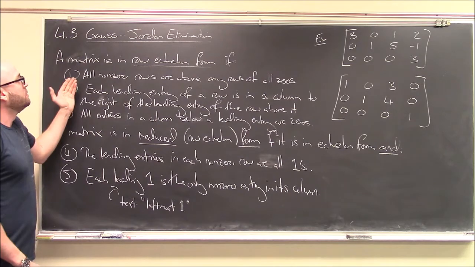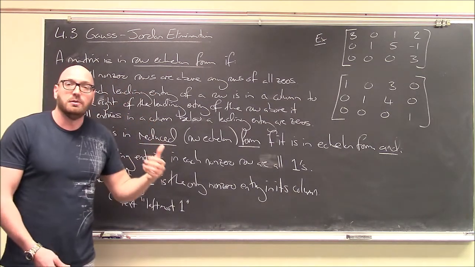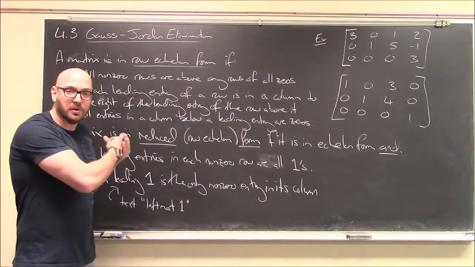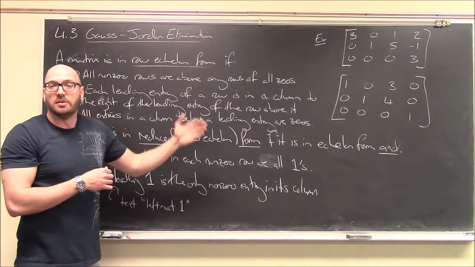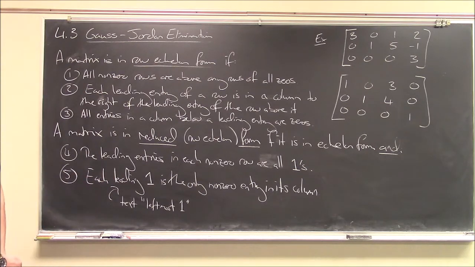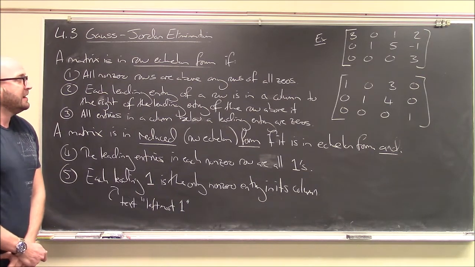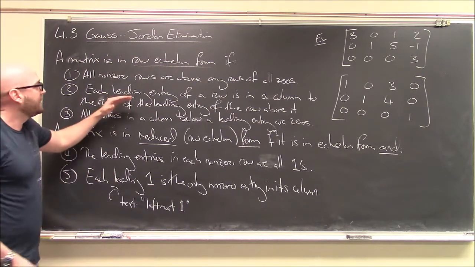First up, property 1: all non-zero rows are above any rows of all zeros. This just says if you have any rows of all zeros in your matrix, they have to appear at the bottom. Okay, so that's a fairly simple property. Property 2: each leading entry of a row is in a column to the right of the leading entry of the row above it. So what do I mean by leading entry?